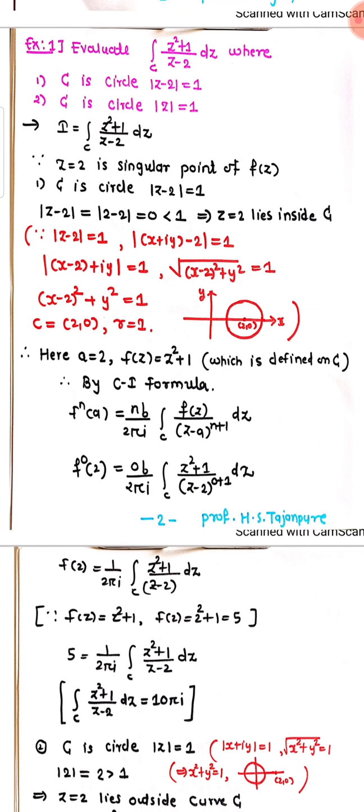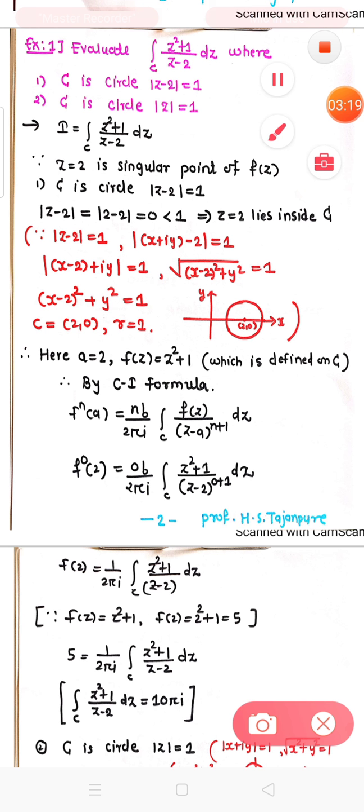Now let us start with the examples. In this example, we have to evaluate the integration over the curve C of (z square plus 1) upon (z minus 2) dz, where in the first part of the example, the curve is the circle modulus of z minus 2 equal to 1, and in the second part, the curve is modulus of z equal to 1.